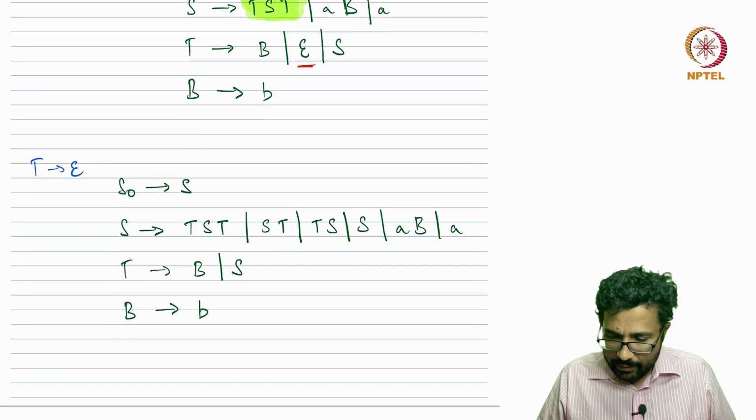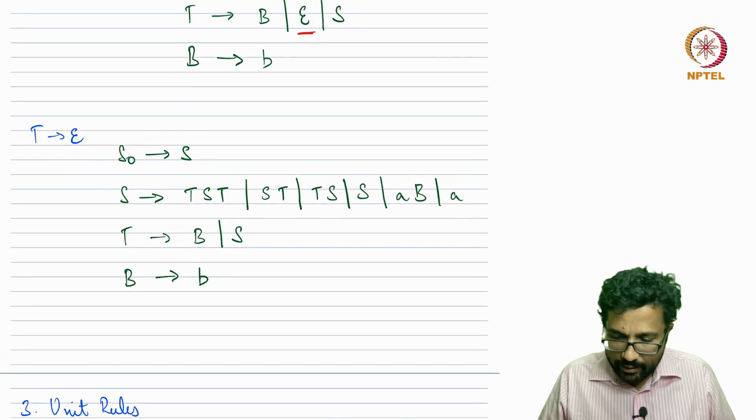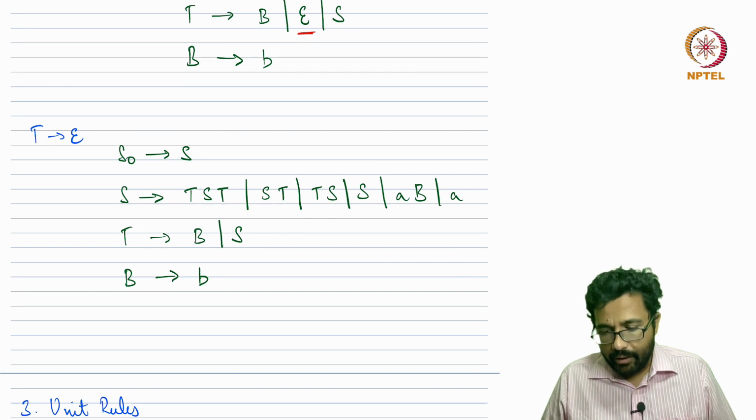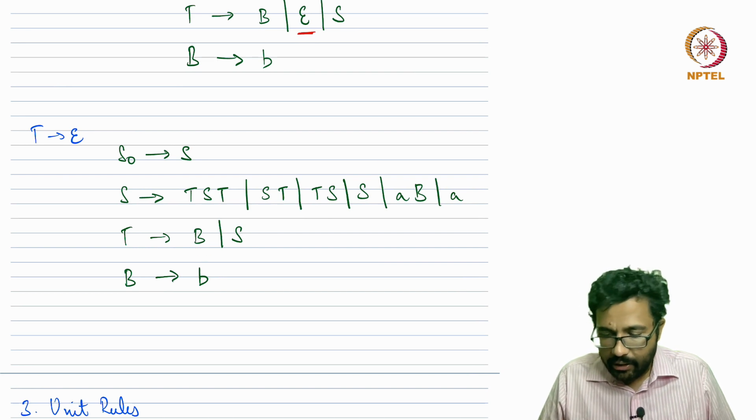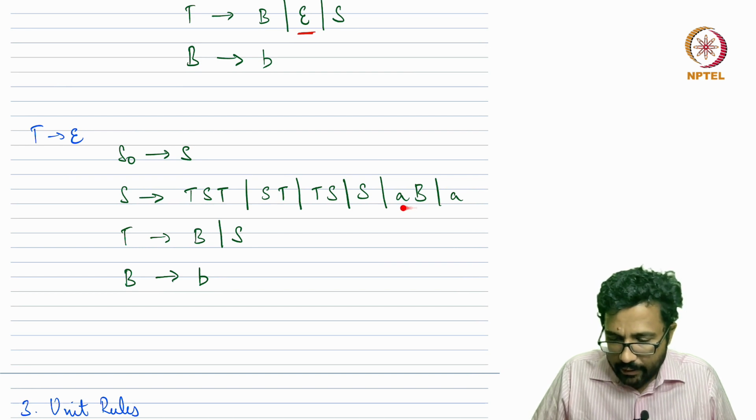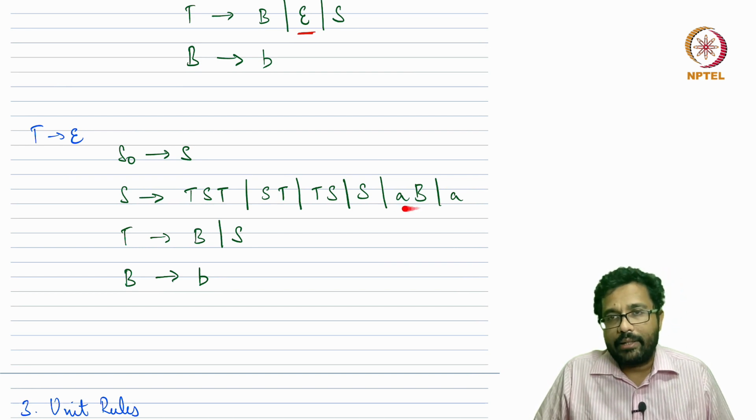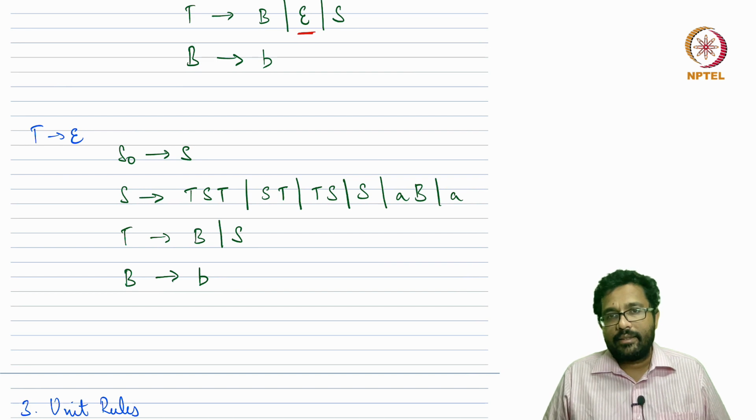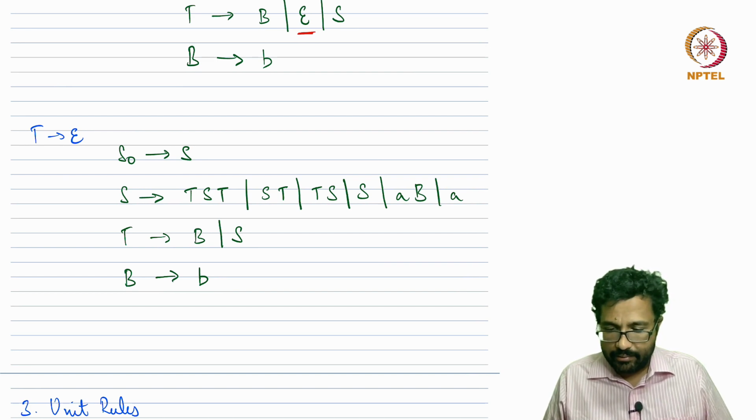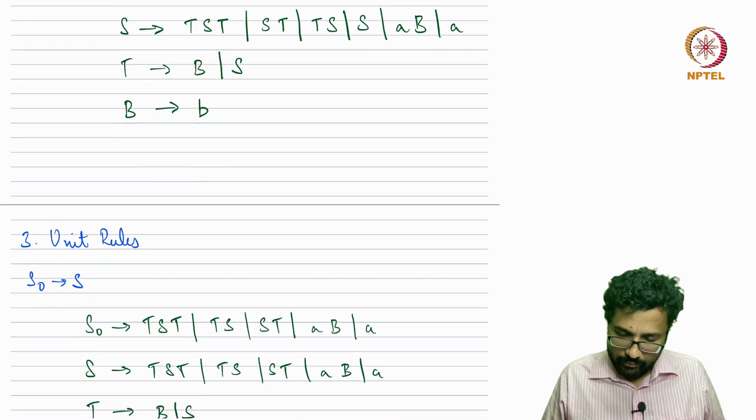There are other things that are still there. For instance, we have these unit rules. We have T gives B, which we don't want, right. We have small rules like this, T gives b. We have long rules like this, S gives TST, and we also have rules like S gives small a capital B, which are not in the structure. So the next goal is to address these anomalies, right.